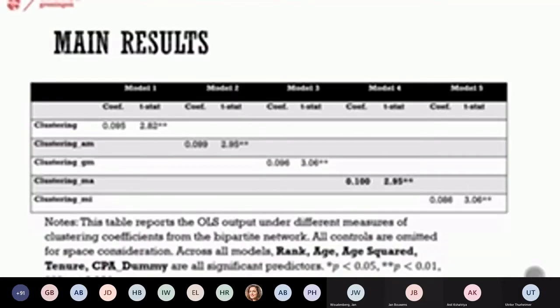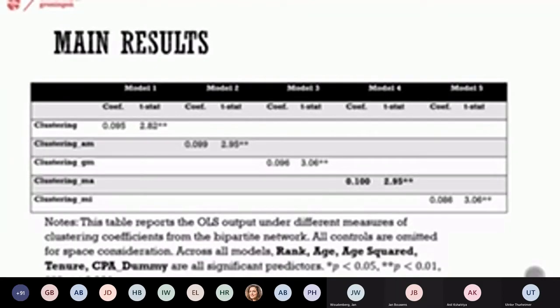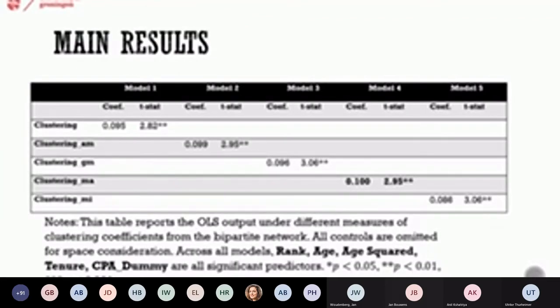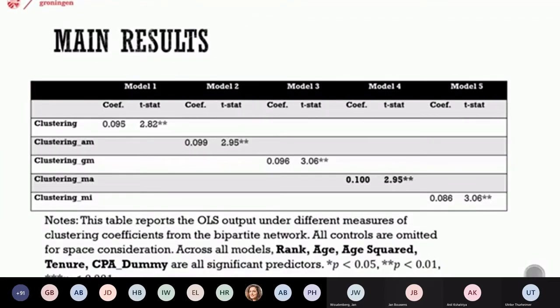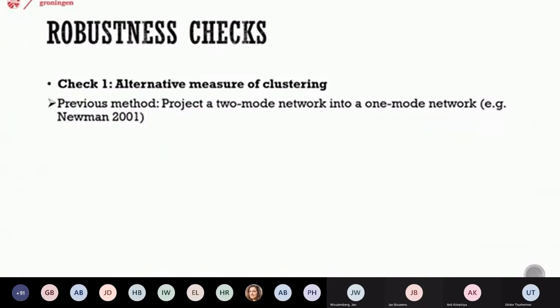And I think if you look at the main results, one key message stands out, which is that the higher the local clustering coefficient, or otherwise stated, the more embedded an individual is in a network, the higher his or her compensation, after controlling for instance for rank, age, tenure, and also whether an individual has obtained his or her CPA or RA degree.